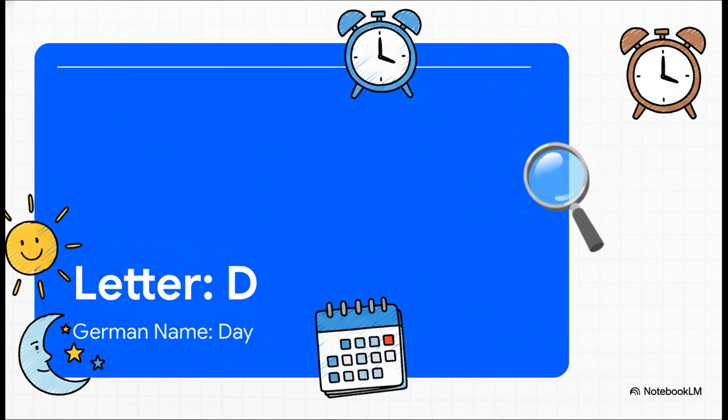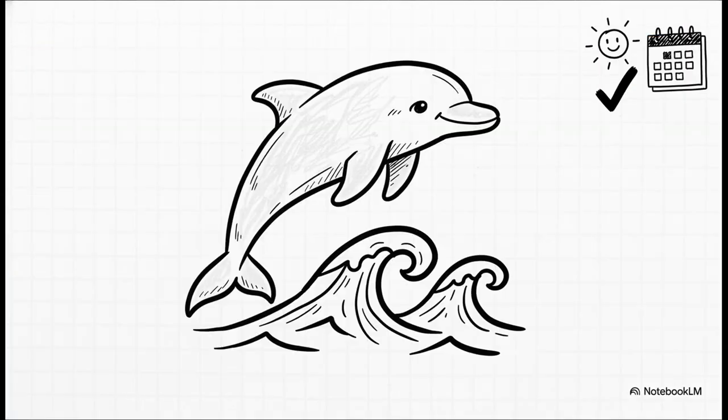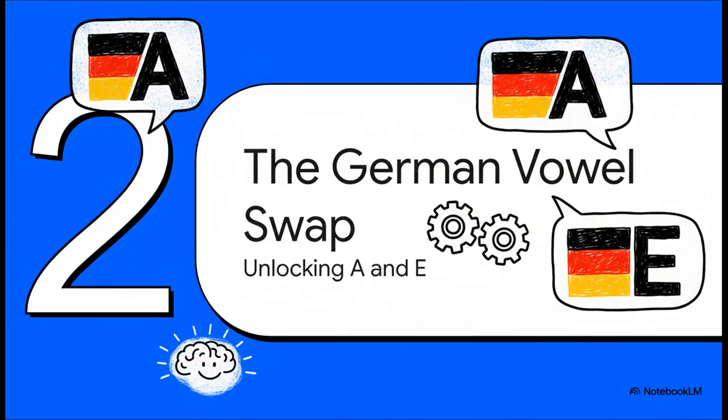This is the letter D, and its German name is Day. Just like Monday, Tuesday, any day of the week. You'll see it in a word like der Delfin, for dolphin. And again, notice what's happening here. The name of the letter is day, not D. So first we had bay, and now we have day. See, you're already getting the hang of this. Okay, confidence is up, we're feeling good.